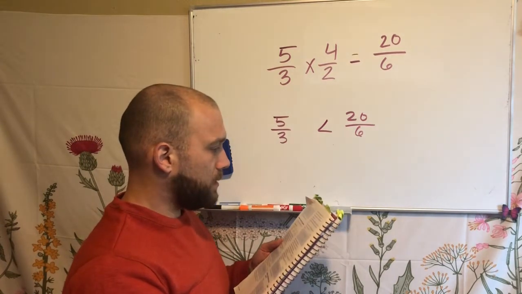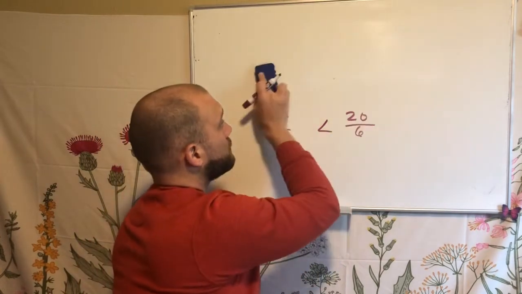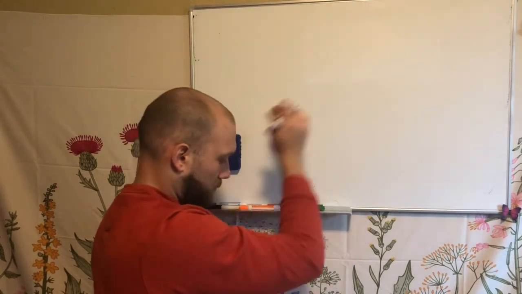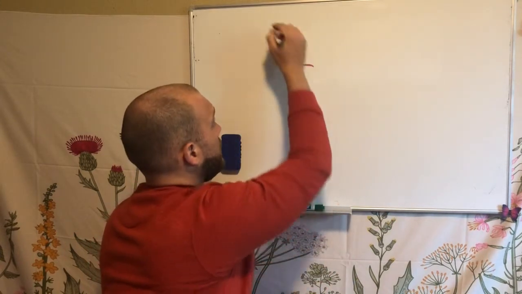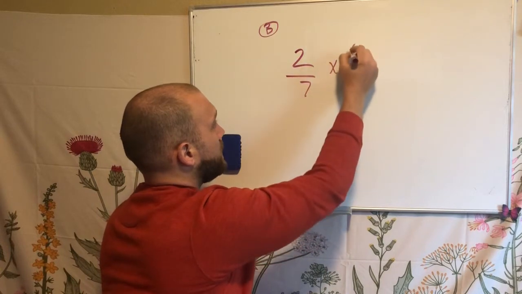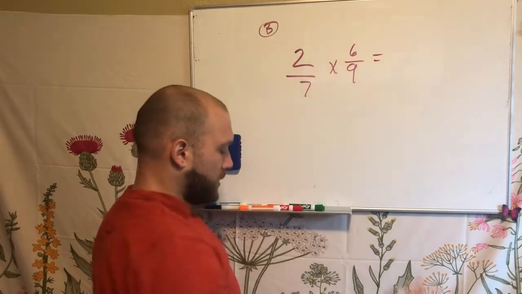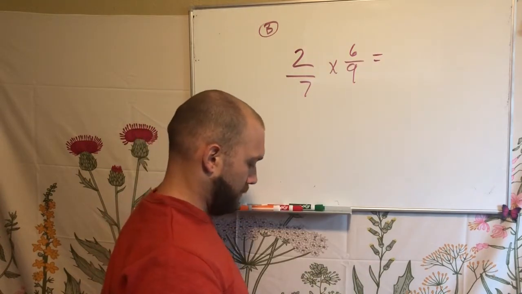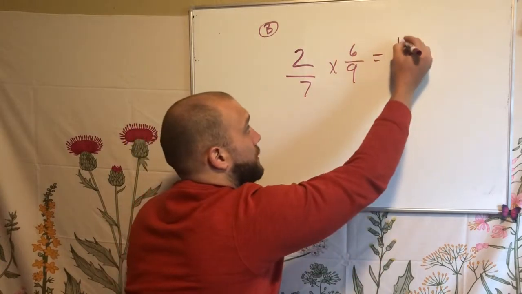All right, so problem B, let's do that one together. 2/7 times 6/9. Problem B, 2/7 times 6/9. So let's work that problem. What does it equal? 12/63.